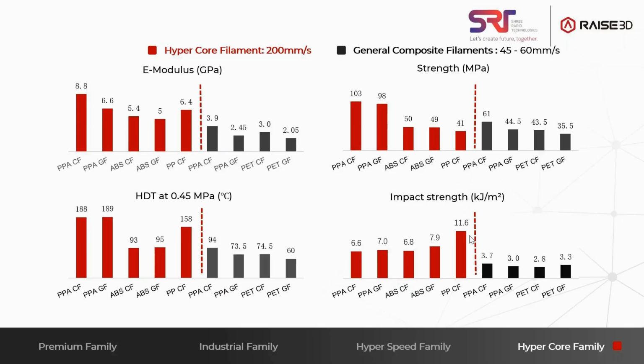You can also see significant improvement in the properties of hypercore filaments, being much superior to general or industrial composites. That is owing to the fact that you're able to embed more CF or GF weight percentage into the thermoplastic matrix. So with hypercore, you can embed as much as 25 to 30% of chopped carbon fiber or glass fiber, compared to industrial composites, where you can embed as much as 20% maybe. And that's why you can see the improvement in the properties.